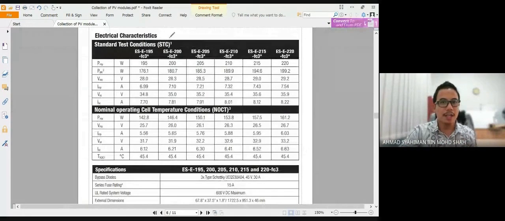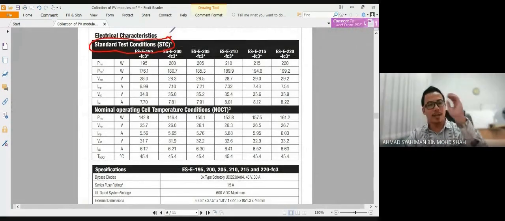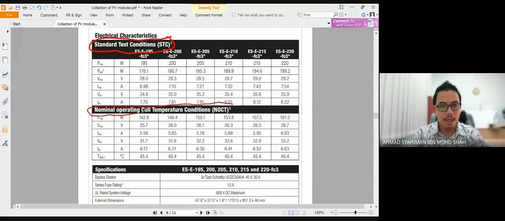Ini saya cakap tadi. Kita kena refer yang standard test condition. Akan tetapi there's some manufacturers they are given NOCT also. Ni NOCT punya condition pun dia bagi. Nampak ni dia ada PMP kan? PMP, VMP, IMP ni bagi tak? PMP, VMP, IMP, VOC, IC pun dia bagi juga. Kita jangan ambil NOCT ni. Yang nilai untuk VMP, PMP ni, kita kena ambil yang STC. Tapi nilai TNOCT ni yang degree degree.